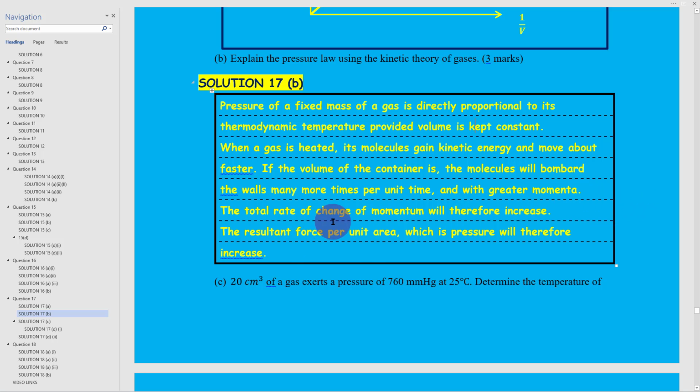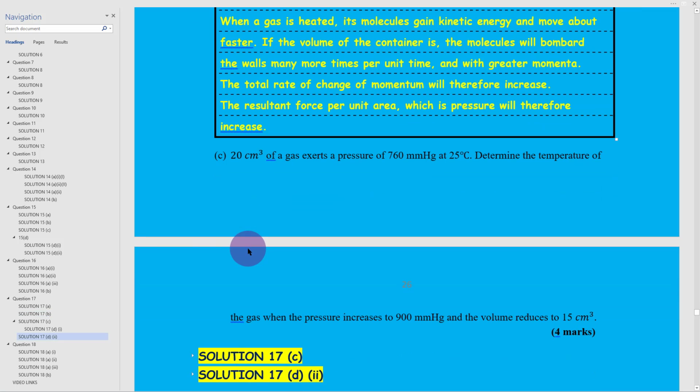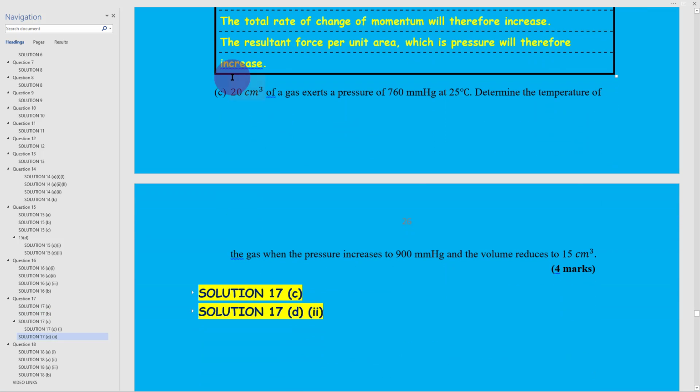Momenta is plural for momentum. The total rate of change of momentum will therefore increase. You know, rate of change of momentum is actually force. Therefore, the resultant force per unit area, which is pressure, will therefore increase. And that is how you explain that question.